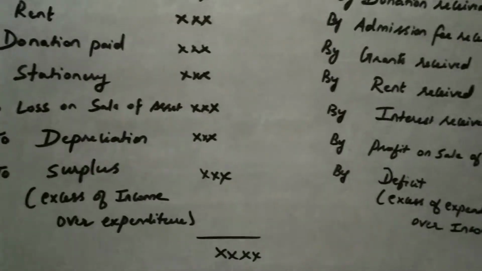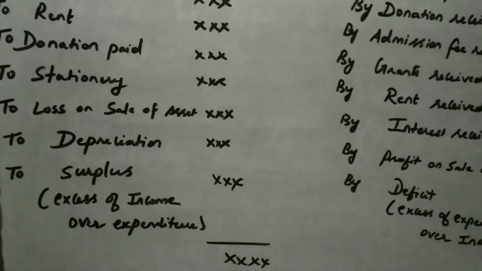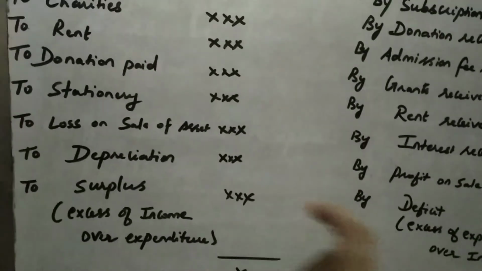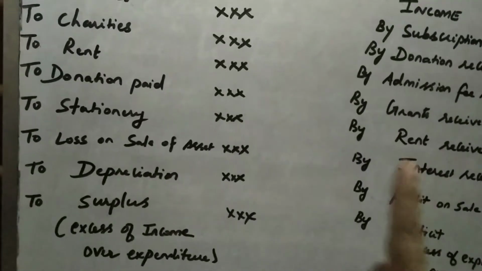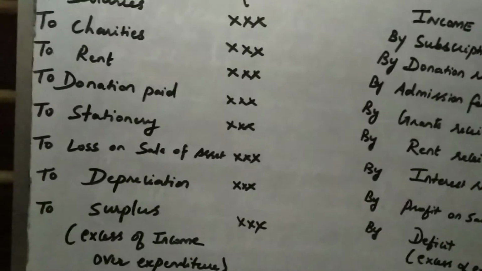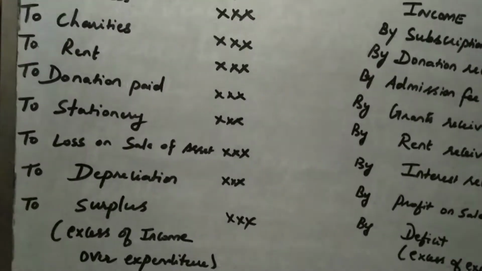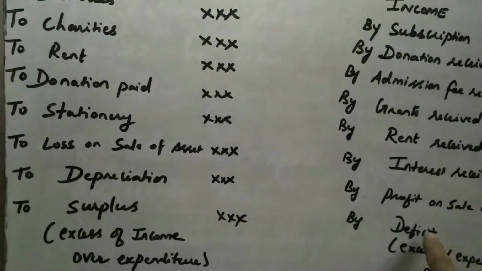You either get a surplus or a deficit, any one. Don't get confused, students, by looking at the format. Right? You either get a surplus or a deficit. If income is more than the expenditure, you get a surplus. If expenditure is more than the income, you get a deficit.